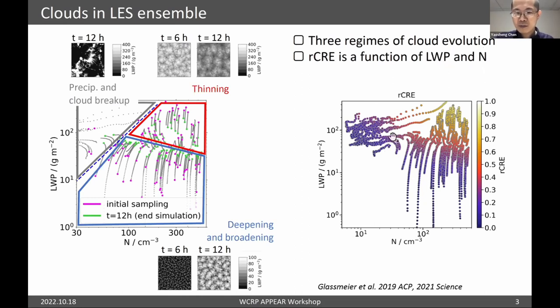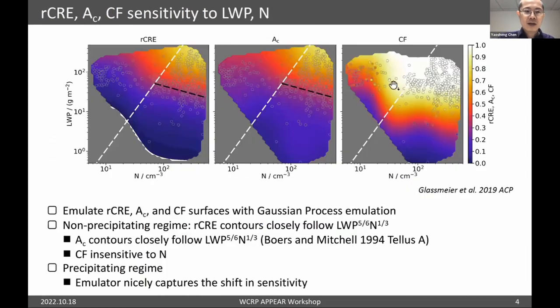Even though we perturb six parameters to generate this ensemble, it seems that it can be represented pretty nicely in this simplified 2D space. So to take a look at this first, we used Gaussian process emulation to emulate this RCRE surface, as well as the cloud albedo and cloud fraction surfaces, as a function of liquid path and N.